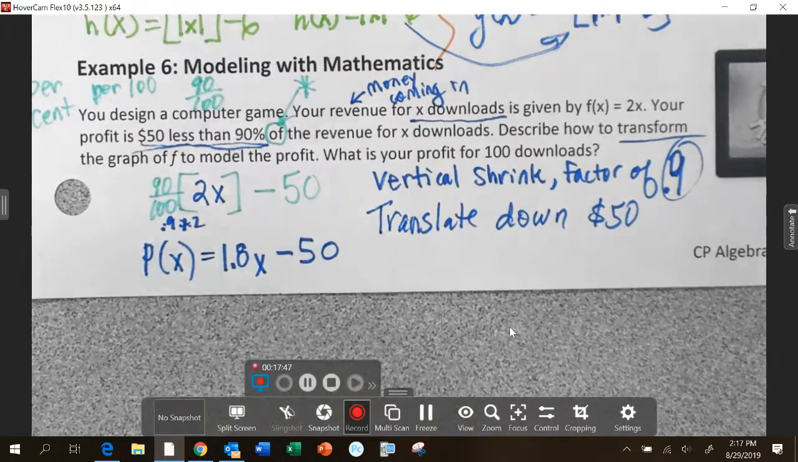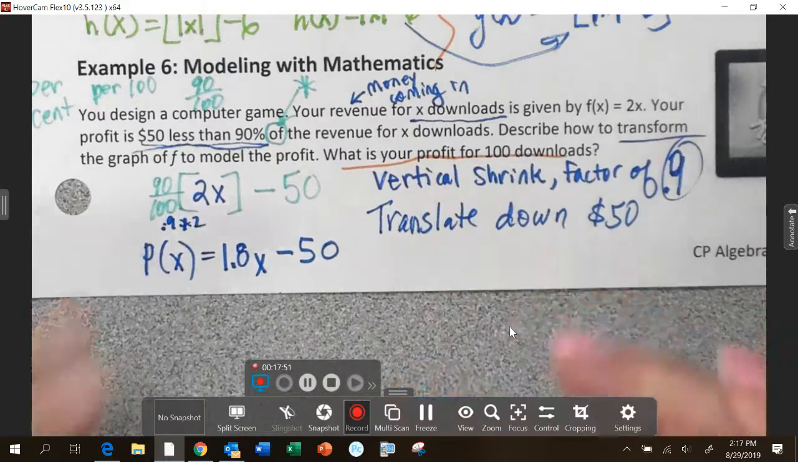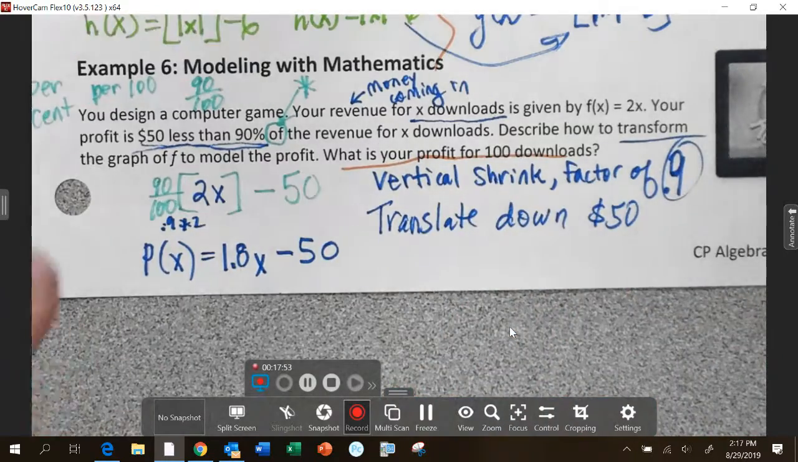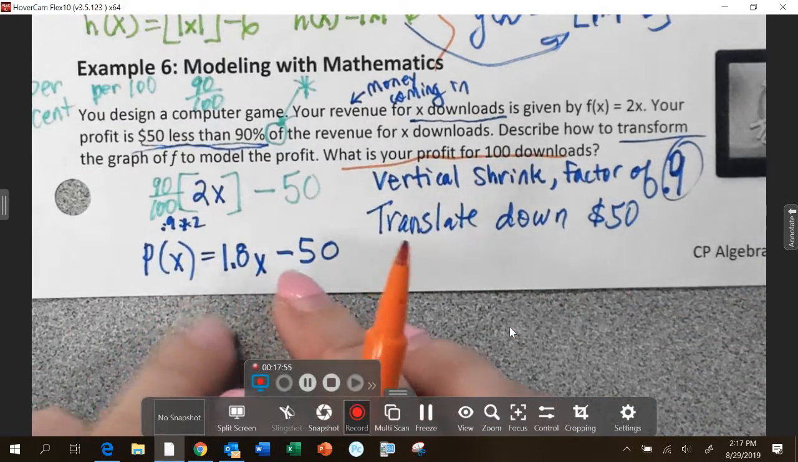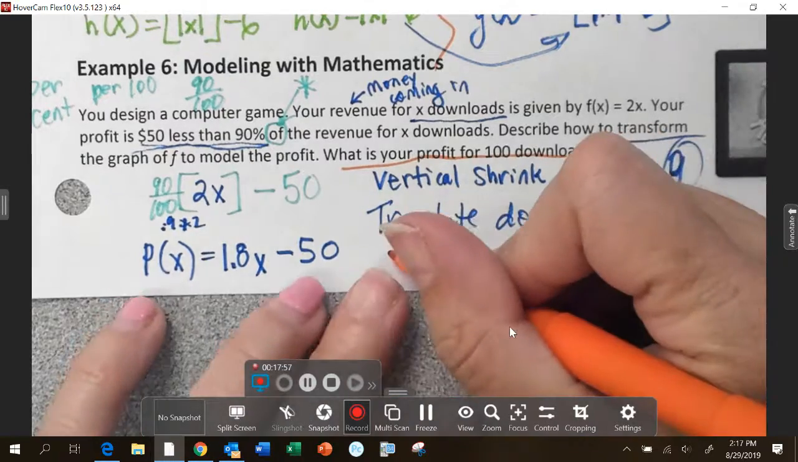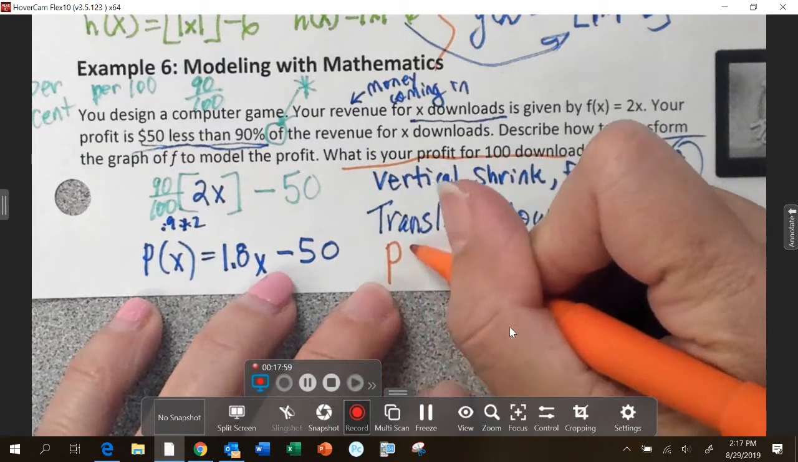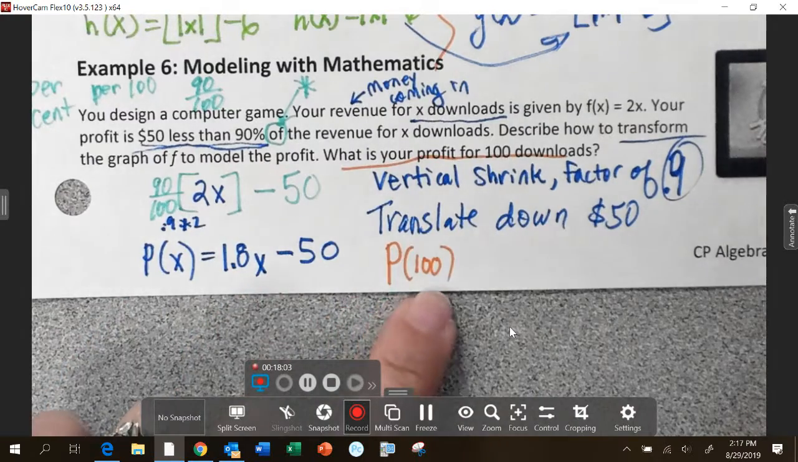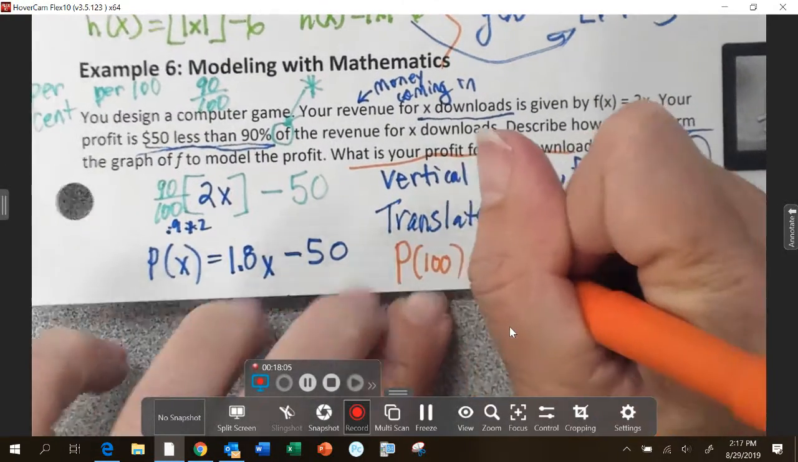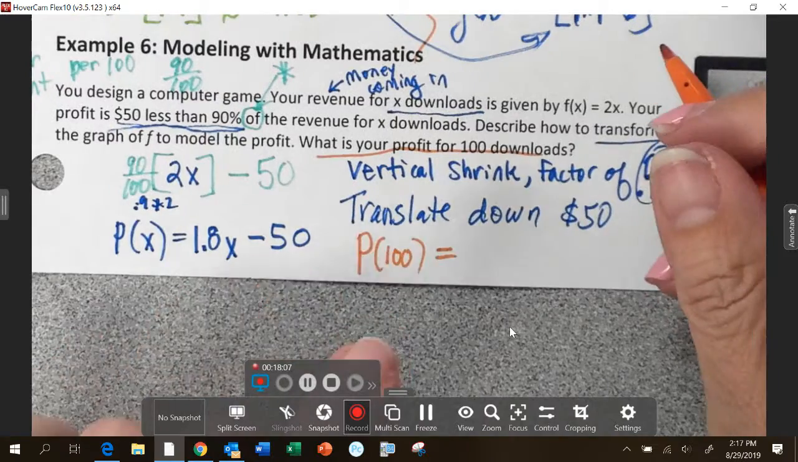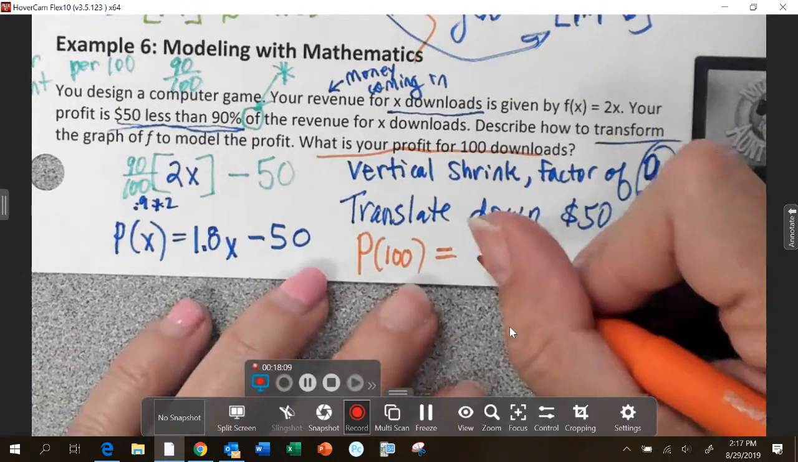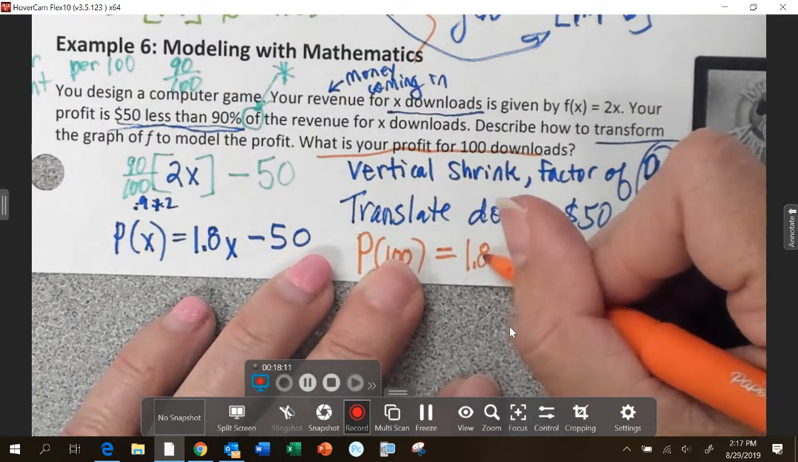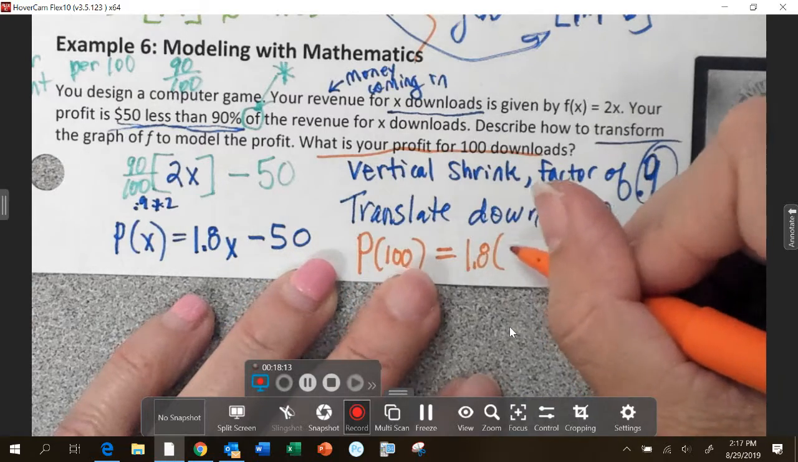Okay, and then the last thing we need to do is, what is our profit for 100 downloads? So we use our profit equation, and we need to say, what if x is 100? So I'm going to do P of 100. That means find the function when I plug in 100.